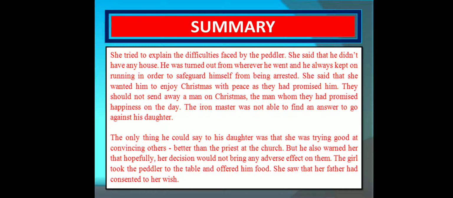The ironmaster was not able to find an answer to go against his daughter. The only thing he could say to his daughter was that she was better at convincing others than the priest at the church. But he also warned her that hopefully her decision would not bring any adverse effect on them. The girl took the peddler to the table and offered him food. She saw that her father had consented to her wish.